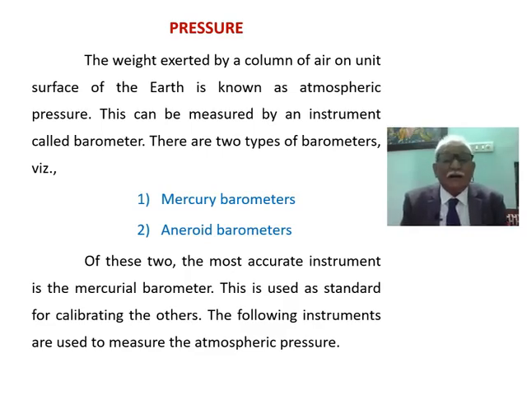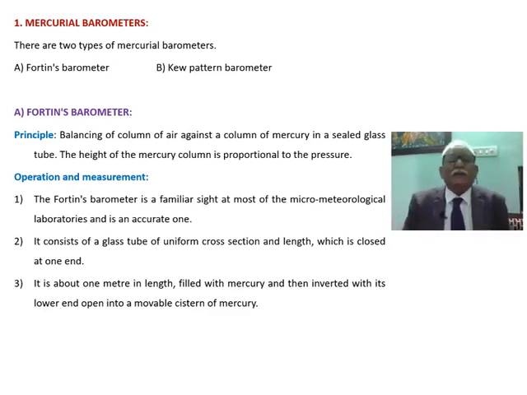There are two types of barometers: mercury barometers and aneroid barometers. So what are the mercurial barometers? Fortin and Kew pattern. These are the mercurial barometers.